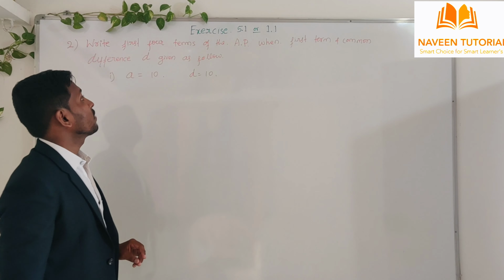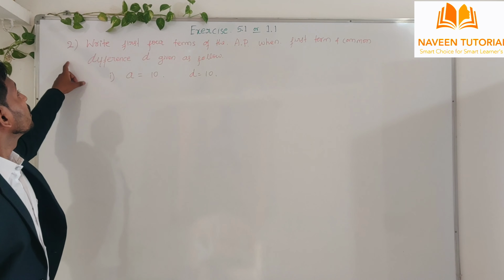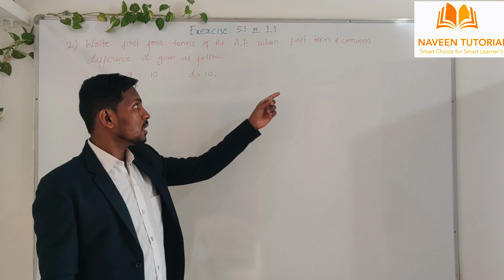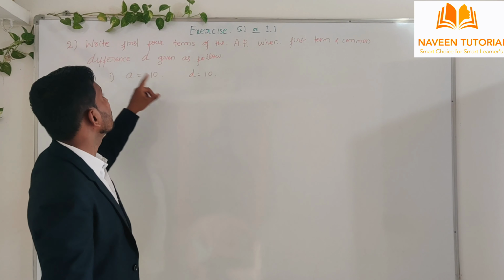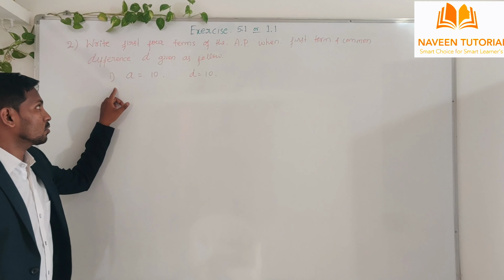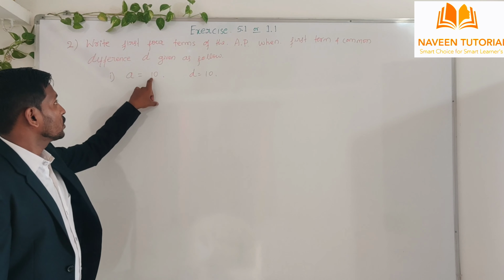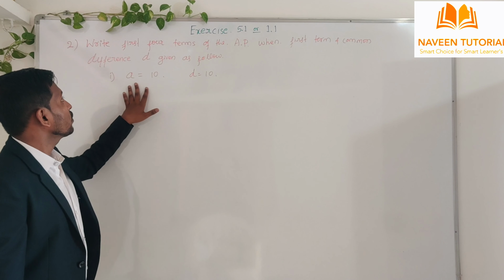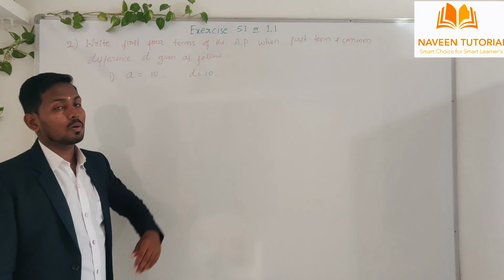Okay, here first exercise, second main question. Write the first four terms of the AP when first term and common difference are given as follows. Sub question 1: A is equal to 10 and D is equal to 10. So we need to write the first four terms of the AP.